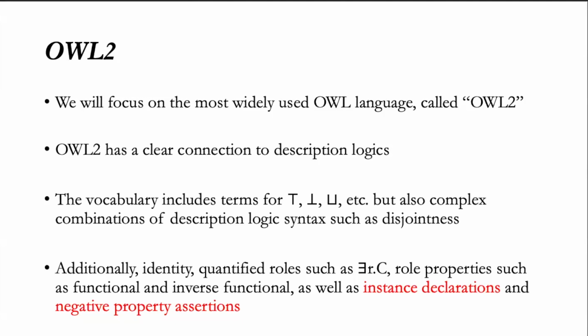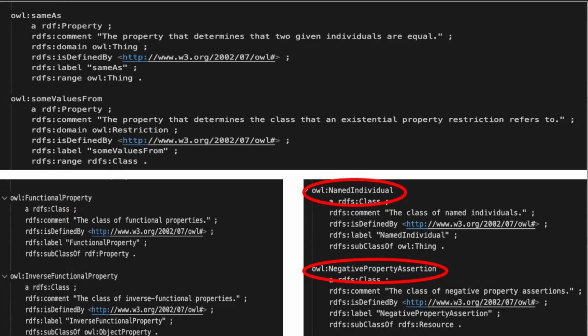Also, we have in OWL 2, instance declarations and negative property assertions. So instance declarations, we allow for naming specific instances of things. OWL named individuals, the class of individuals, the instances, this table here, me, this watch. That's how we pick them out. We label them this way. OWL negative property assertions. This is very powerful.